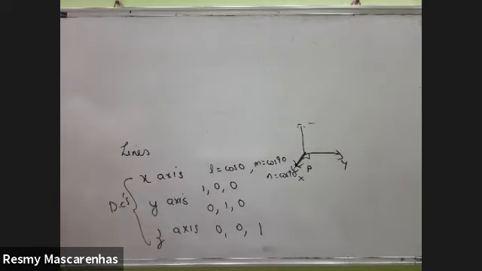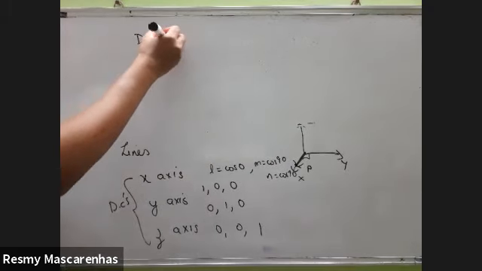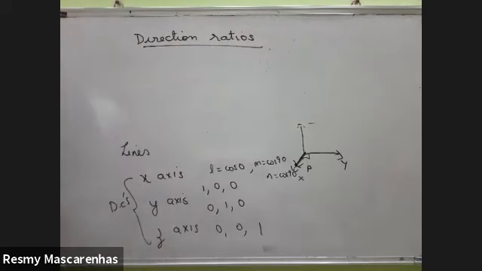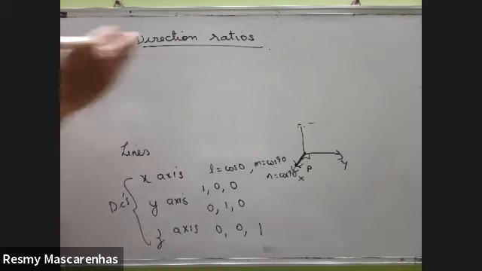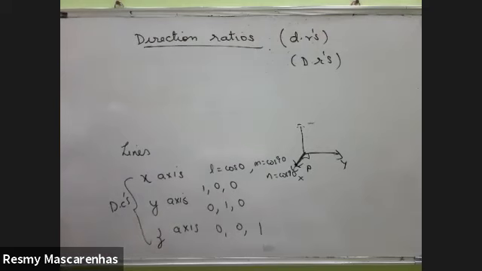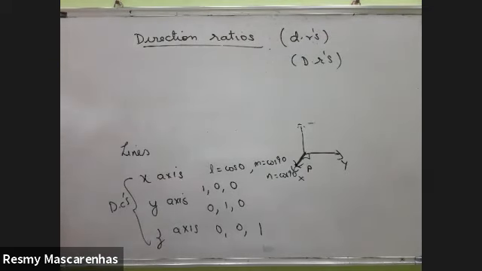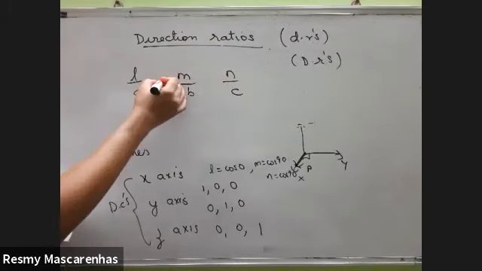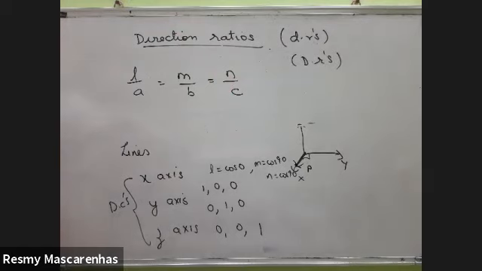Next is the direction ratios. So direction ratios of a line, also known as D or capital, like whichever way. This is a shortcut for direction ratios. If you already know direction cosines, that is L, M and N, then any number you can divide it by, or you can take any ratio A, B and C, then these are called the ratios.